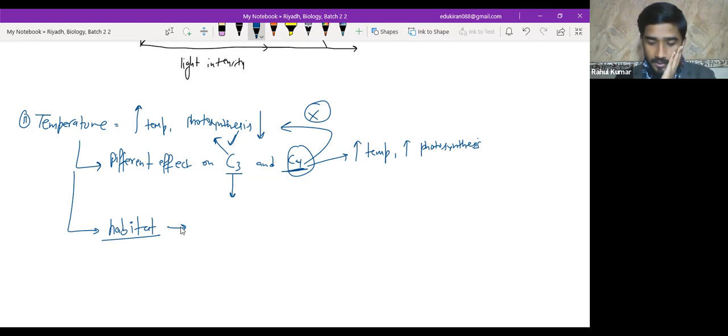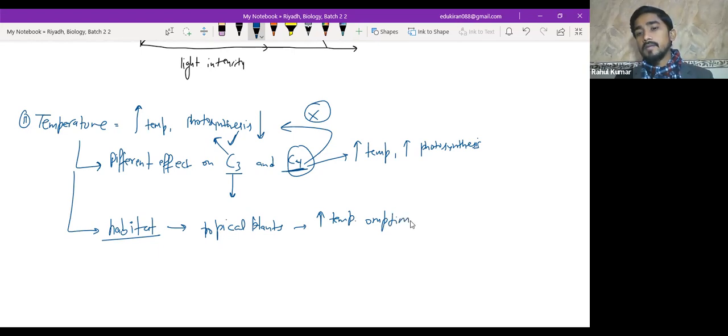So plants which are in the tropical region, like we are in a tropical region. So write down, plants in a tropical region have higher temperature optimum. This can also be asked. In a tropical region, tropical plants have higher temperature optimum. What does it mean, temperature optimum? The range in which they can still work, right?